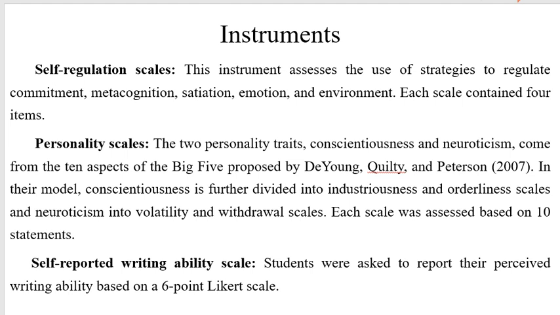And the next one is personality scales. The 2 personality traits, conscientiousness and neuroticism, come from the 10 aspects of the Big Five proposed by De Young, Quilty, and Peterson. In their model, conscientiousness is further divided into industriousness and orderliness scales, and neuroticism into volatility and withdrawal scales. Each scale was assessed based on 10 statements.